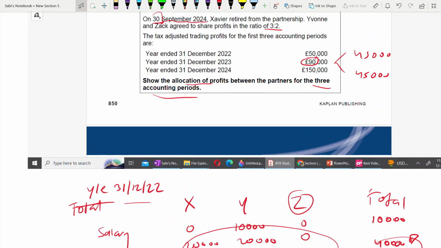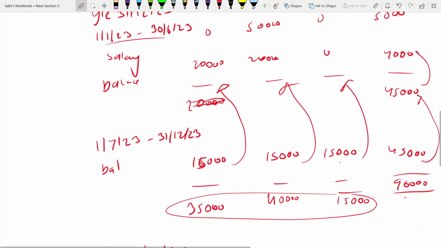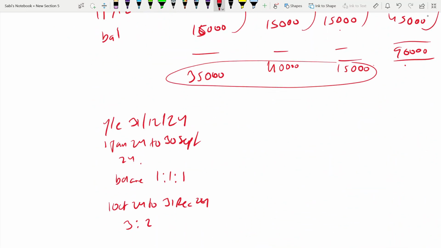So you need to break down this. This profit has been given 150 annually. Take it only for 9 months. It will be 112,500. This is the total. So the total is 112,500. Divide this by 3 equally among the 3. 37,500, 37,500, 37,500. Now Xavier left 30th September.